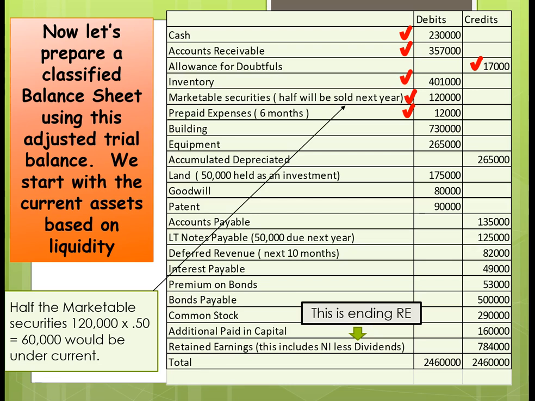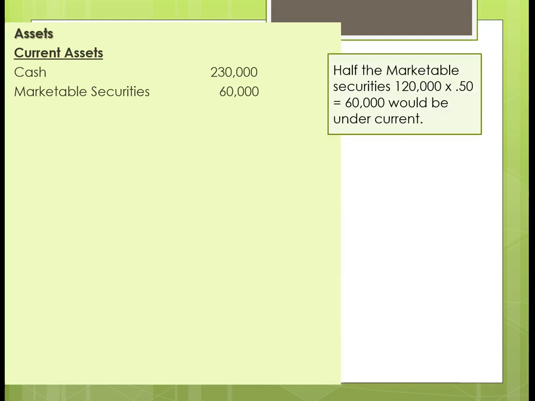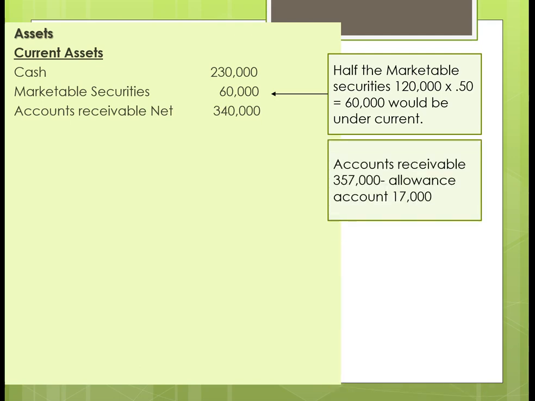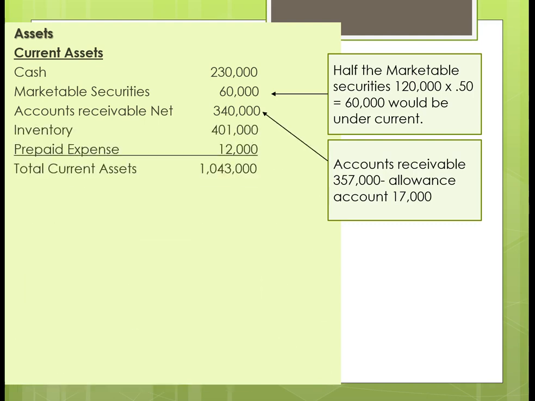Now we're going to take a look at what that looks like on our balance sheet. This is a classified balance sheet. So we're going to start with our current assets, then we're going to do our marketable securities, the portion that is current. That's how we calculated that previously. Then our accounts receivable, we're going to show net, and that would have been our gross accounts receivable of $357 minus our allowance account of $17. We would show the rest, and now we have our total current assets.